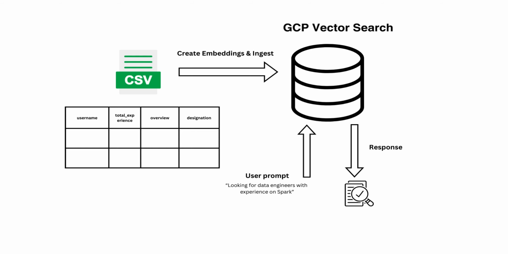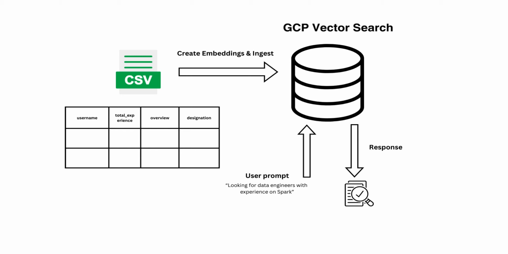Now, the input dataset that we will use is a CSV file containing synthesized data of job applicants. It has the name, the total experience, designation, and an overview of their skill set and projects. So that's the input dataset.